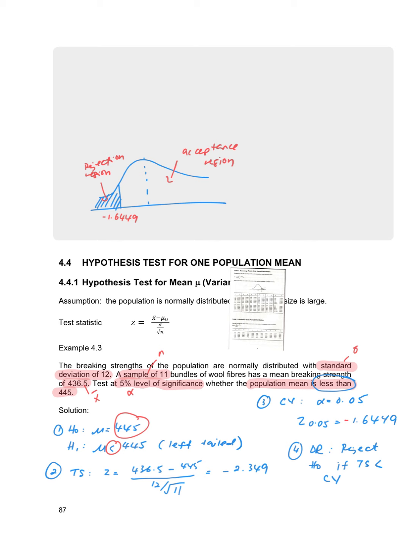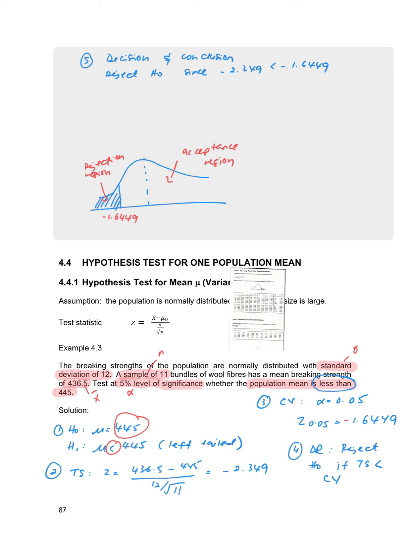Okay, so step number 5 is decision and conclusion. So what is our decision? Our decision is to reject H0, since our test statistic, which is negative 2.349, is less than negative 1.6449. So reject H0 since the test statistic is less than negative 1.6449, meaning that our test statistic falls in the rejection region.